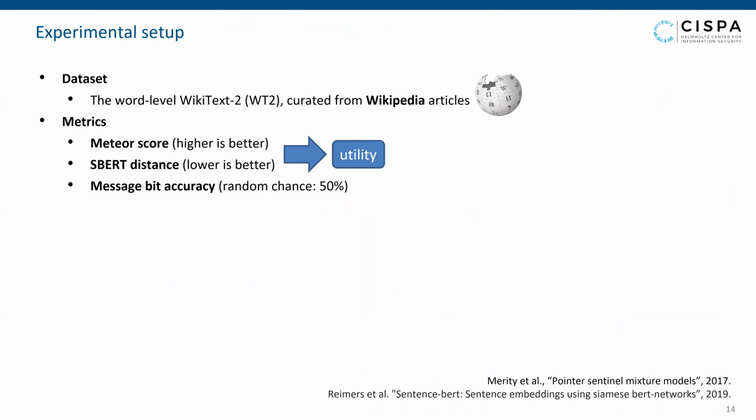We now move to our experimental evaluation, and we start with describing our setup. We use the word-level WikiText dataset that's curated from Wikipedia articles with light processing. To evaluate the output, we use three metrics.